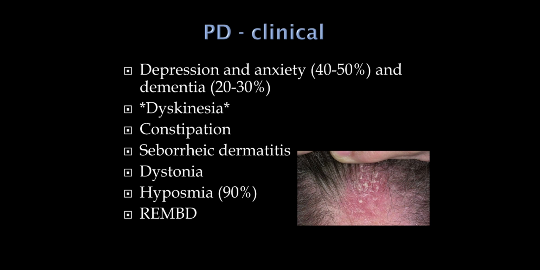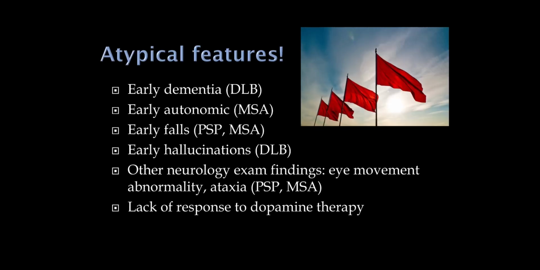Loss of smell. And with any synucleinopathy, and Parkinson's disease is an alpha synucleinopathy, we have REM sleep behavior disorder, where patients act out their dreams at night and can be quite violent. So really important here, atypical features. If we see early dementia, then that might suggest something like diffuse Lewy body.